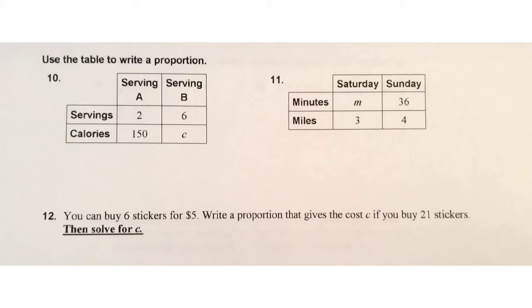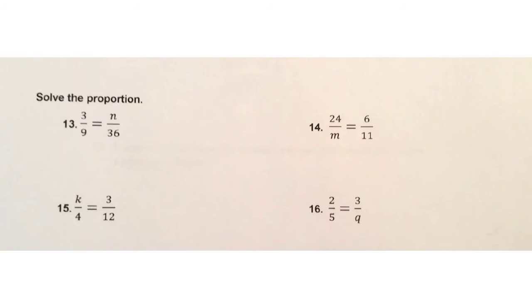For number 12, you can buy 6 stickers for $5, write a proportion that gives you the cost C if you buy 21 stickers. So ideally, you'll find how much each sticker costs, and then you'll find out how much it would be for 21 stickers, or you could set up a proportion and solve for the unknown C. For all 4 of these, you're just finding the unknown. Lots of ways to do it, but remember these are just equivalent fractions. So good job. These will be easy.